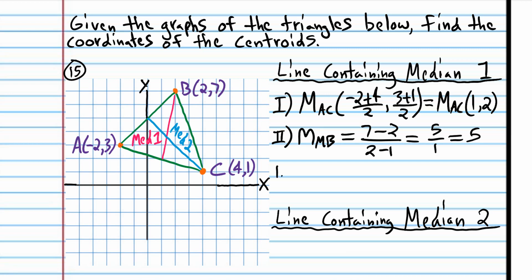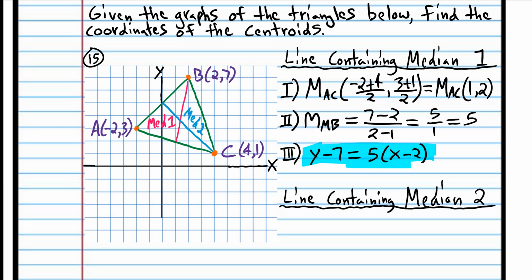All right, so third step. Now we can just write the equation of the line containing median 1. Using B as one of our points, we're going to use point-slope form with B as our point. We have y minus 7 equals the slope we just found times x minus 2. And that is the equation of the line containing median number 1.